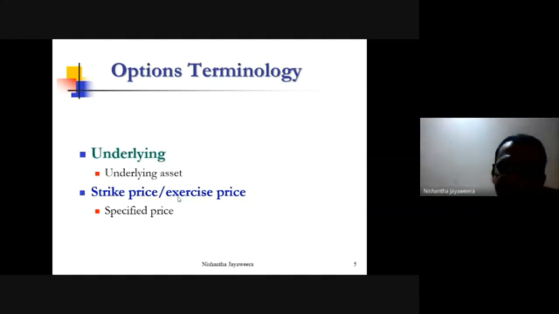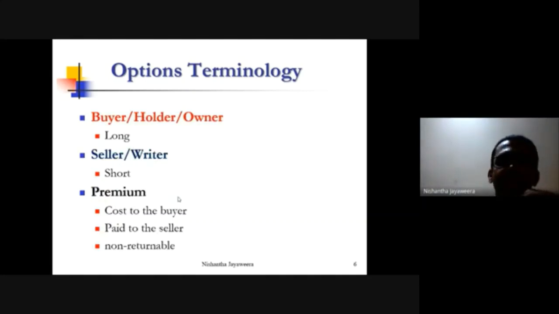So then the buyer, or the holder, or the owner of the option, we call them as having a long position on the option. Long position on the option. Again, remember, it's not on the underlying. This is on the option. And the other side, we call them the seller or the writer. That party sells the option or writes an option.